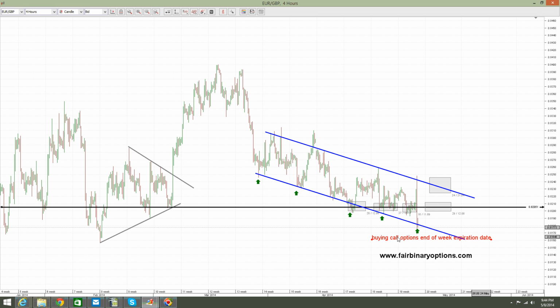And whenever you buy call options, you're looking for price to be bigger than the striking price. This is our striking price right here, 81.77, and we're looking for price to be bigger than the striking price at the expiration date. So in order for this option to expire in the money, price on Friday for the New York close needs to be bigger than this 81.77.